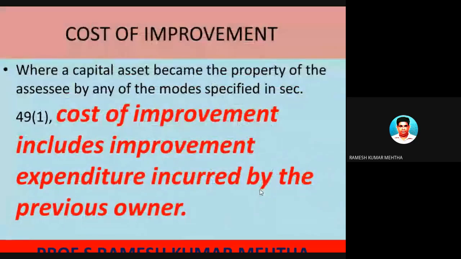Now, cost of improvement. I told you about the cost of improvement. The cost of improvement includes improvement incurred by the previous owner also. For example, you have to take this also into account. Whatever expenditures were incurred for improvement by the previous owner also have to be indexed in case of a long-term capital asset. In case of a short-term capital asset, you need not do indexation.